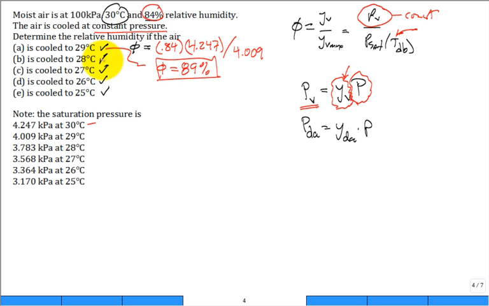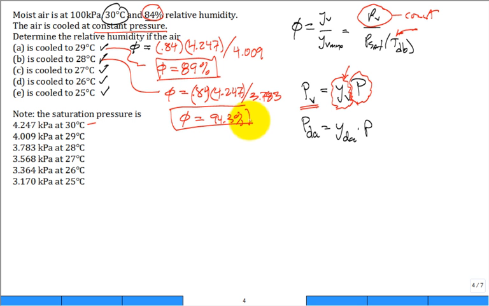And then when you cool it to 28, then phi is equal to 0.84 times 4.247, that's what it starts at. But you're normalizing it to 3.783. And so what's the relative humidity for part B? 94.3%. You're getting closer to 100%.